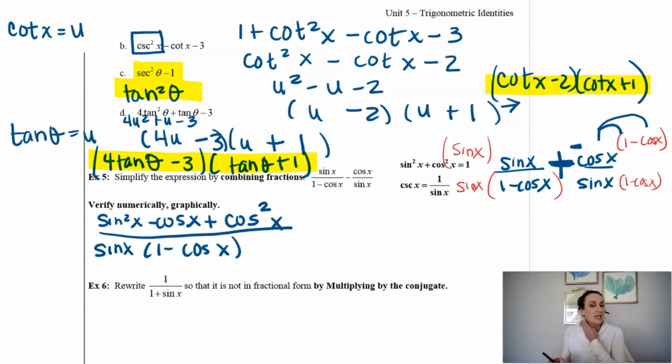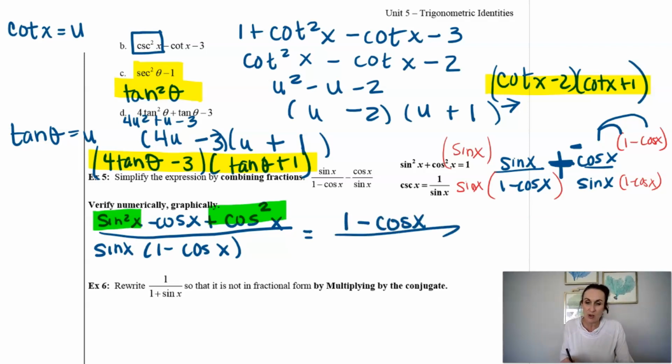Now, you always want things to cancel, so I recommend don't distribute the denominator, leave it factored. On the top, you can see here that I have a sine squared x plus a cosine squared x if I were to change the order. And that's Pythagorean. Sine squared x plus cosine squared x happens to equal 1. So I can say that this is 1 minus cosine x over sine x times 1 minus cosine x.